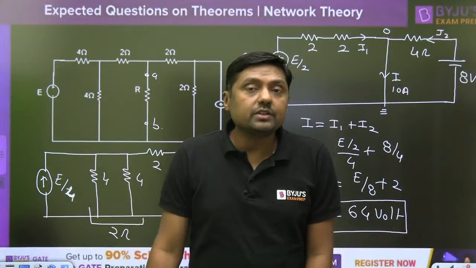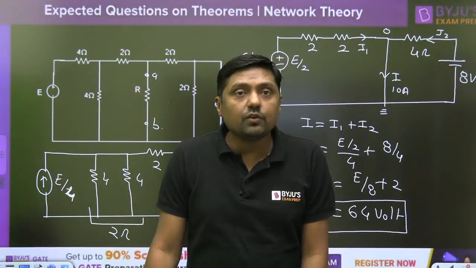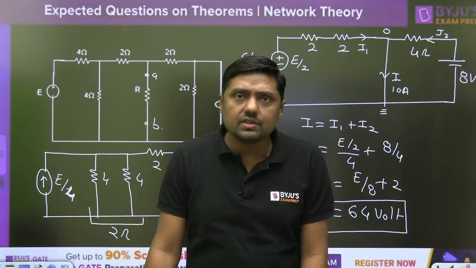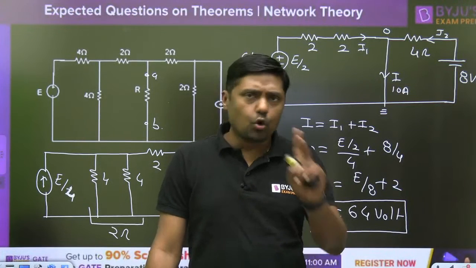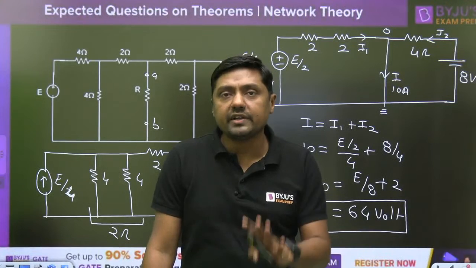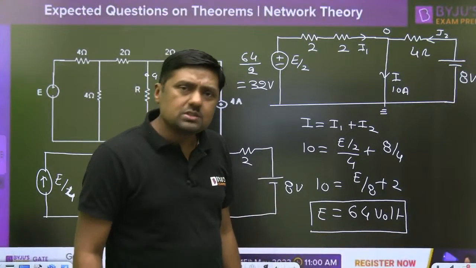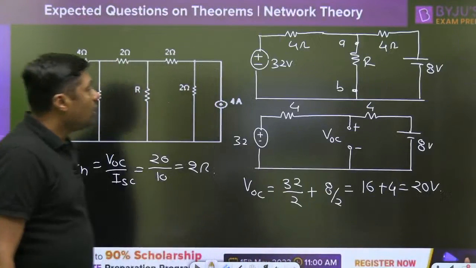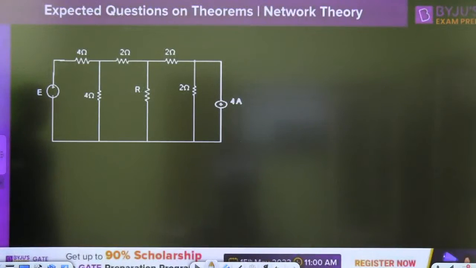Because we have to calculate the power, that's why we are calculating the VOC, then we are calculating the ISC, VOC upon ISC, RTH 2 ohm, and VOC square upon 4 RTH will give you the power. What is the efficiency? Already I have given you the hint. That is the question. Very simple question.